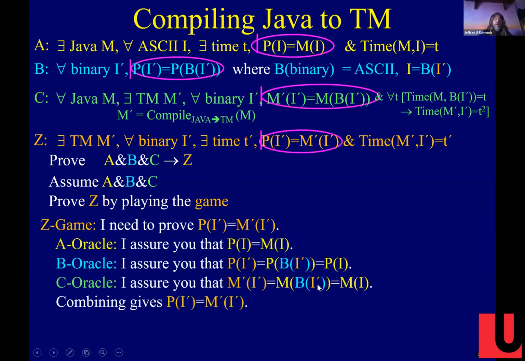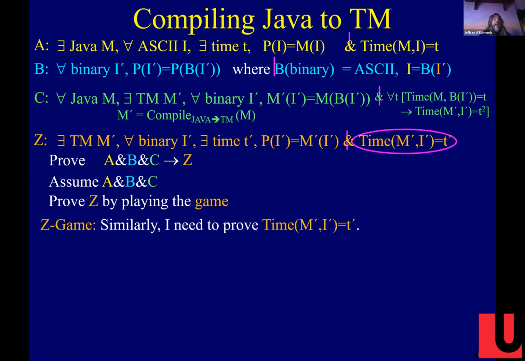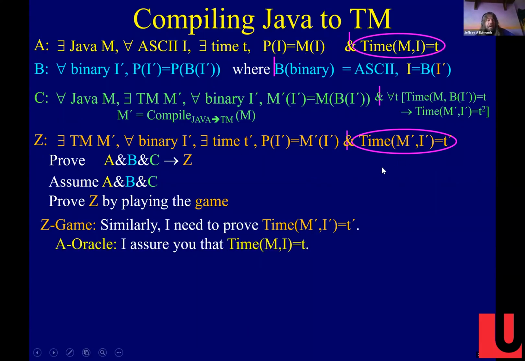So let's move forward to this now, right? Now what do I have to prove? I have to prove that the time of the Turing machine on the input given to me by the adversary is the time that I came up with. Remember, I came up with the time. How did I come up with the time? I took the Java time and I squared it, right? Now I have to prove this, all right? So now let's move through the proof. How do we do it?